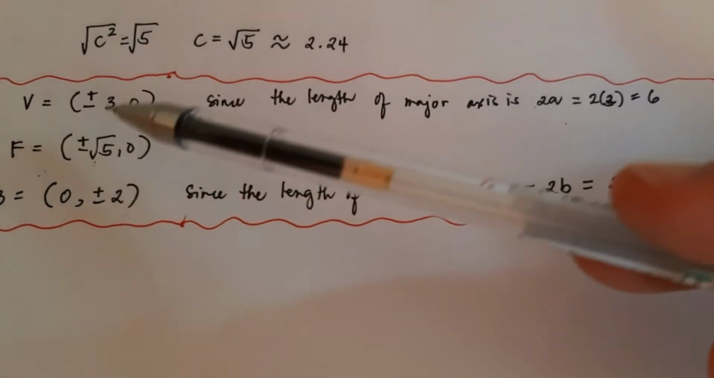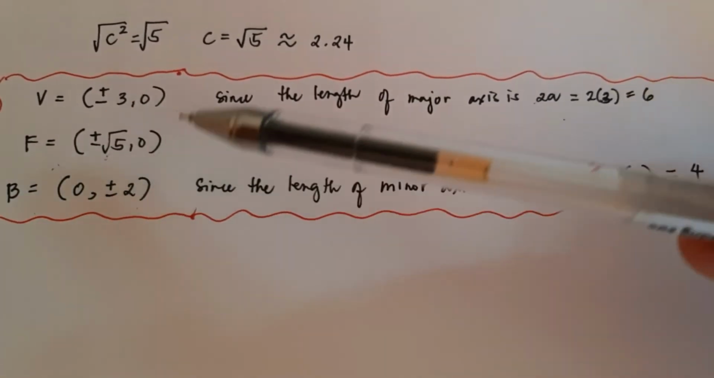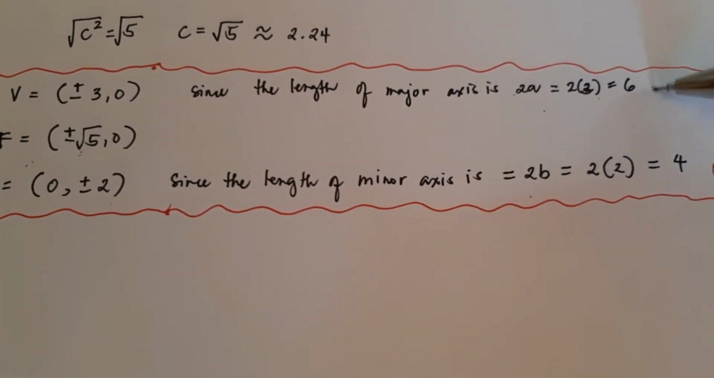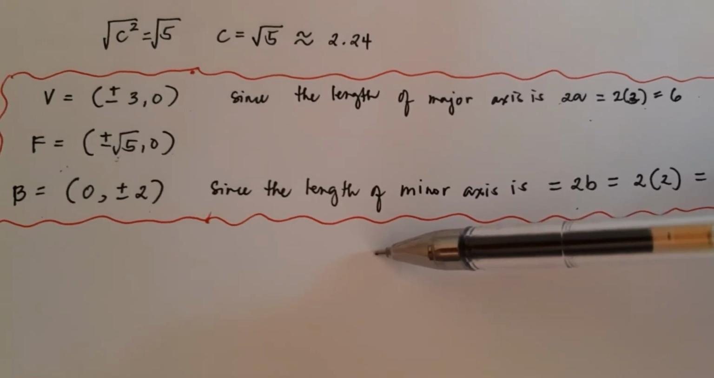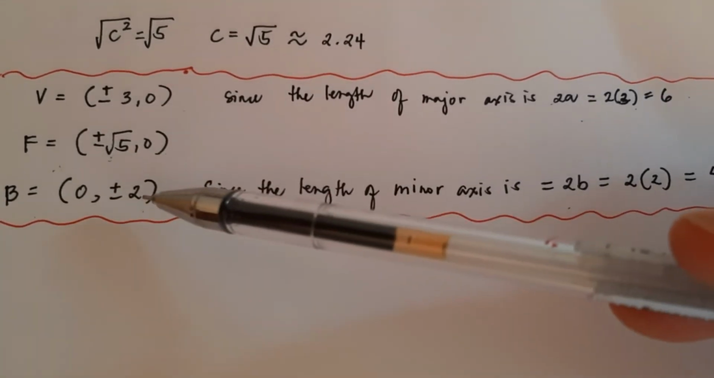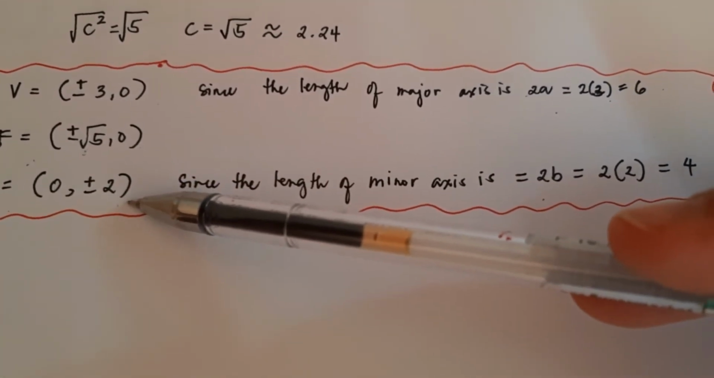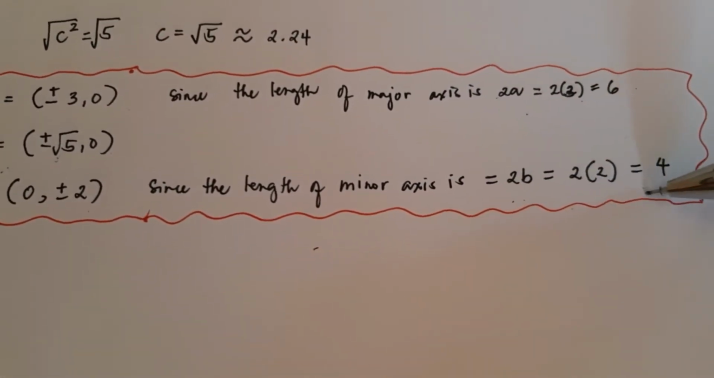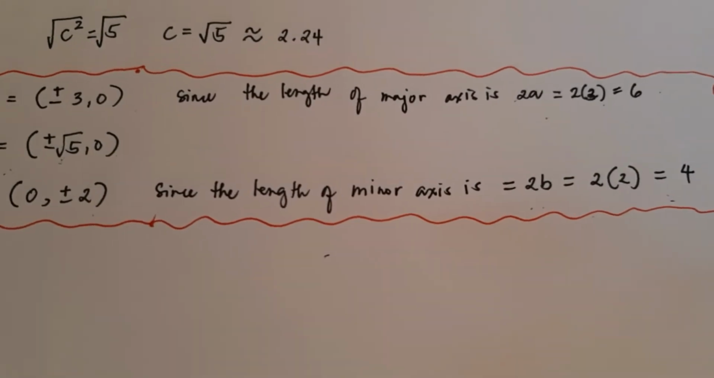So, that will be the value of the vertices, which is 3. So, that would be 2 times 3 is equal to 6. And then, the length of minor axis is located, o makikita sa intercept, which is 2. So, therefore, 2b or 2 times b is equal to 2 times 2, which is equal to 4.